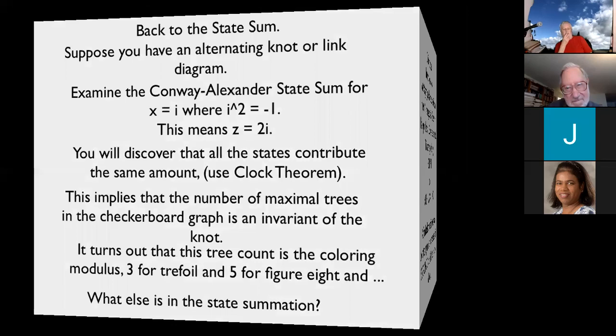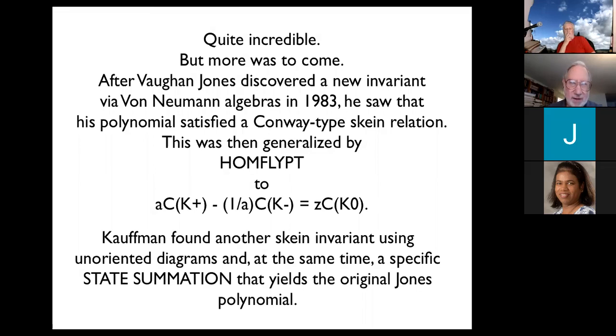All this is quite incredible. I find it incredible anyway, but more was to come. After Vaughan Jones discovered a new invariant via von Neumann algebras in 1983, he saw that his polynomial satisfied a Conway-type skein relation, and this was then generalized to the HOMFLY polynomial by Hoste, Ocneanu, Millett, Freyd, Lickorish, Yetter, Przytycki, and Traczyk in various subgroups, to the following skein identity, which looks just like the Conway identity, except that it has an extra variable, one multiplying the plus crossing and its inverse multiplying the minus crossing. This setup is invariant under all the Reidemeister moves and has the same axioms as Conway.